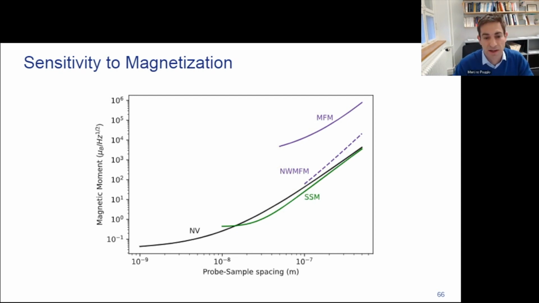Scanning SQUID and NV center microscopy are kind of similar if you're not interested in resolutions better than 10 nanometers. If you want to get closer than 10 nanometers, then NV center microscopy appears to be the only way to go, and even there that might be difficult.